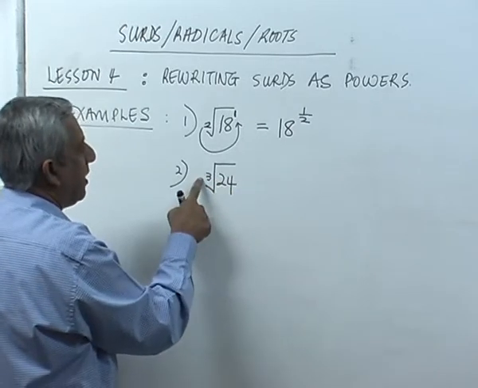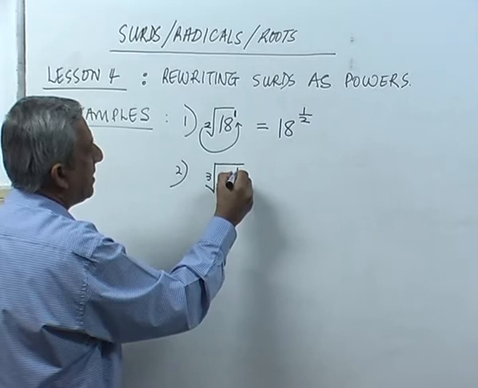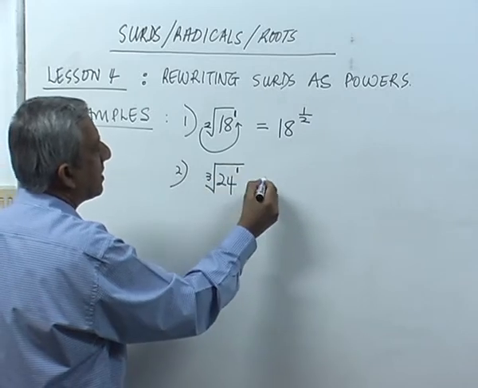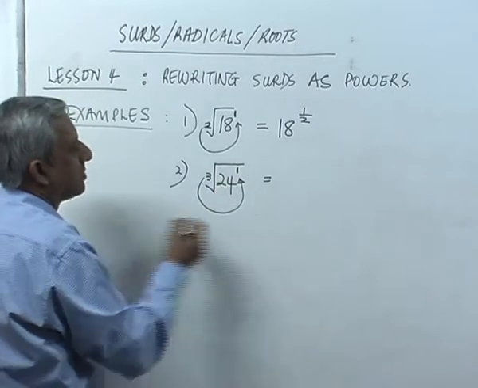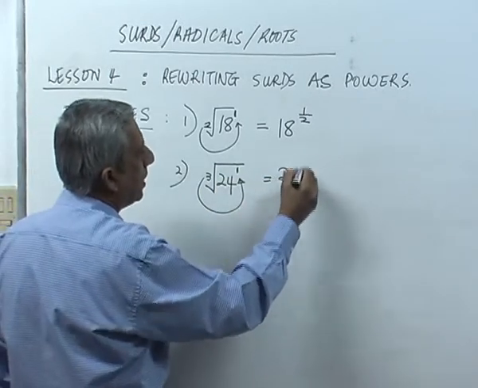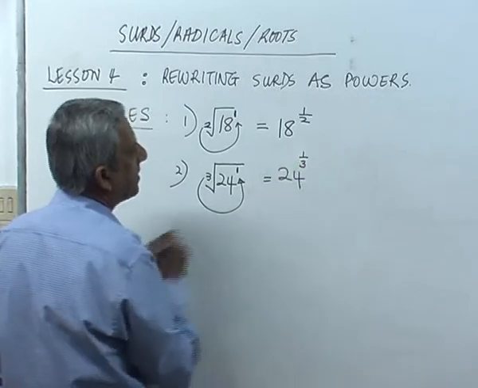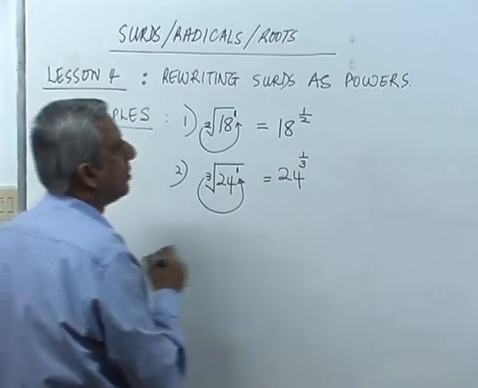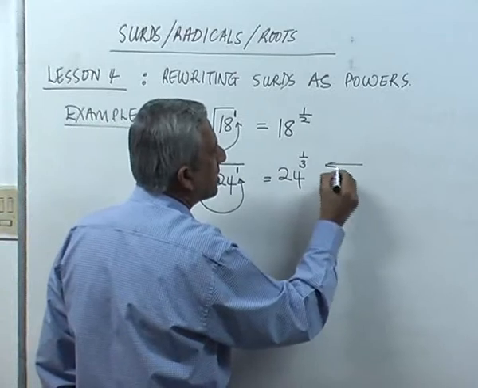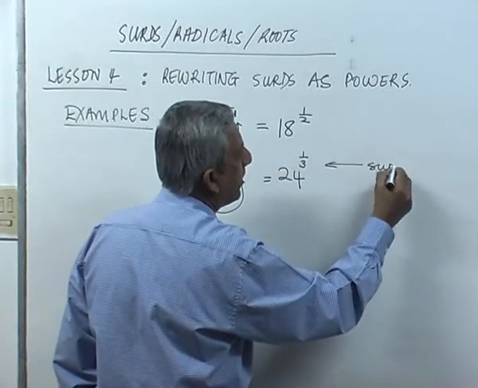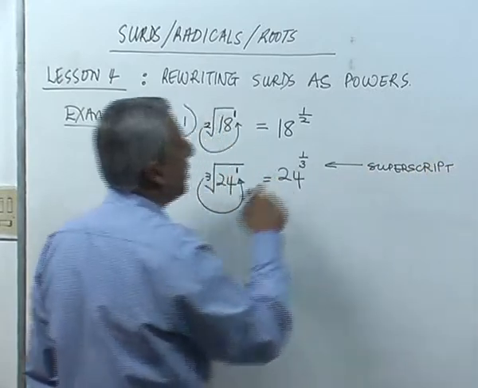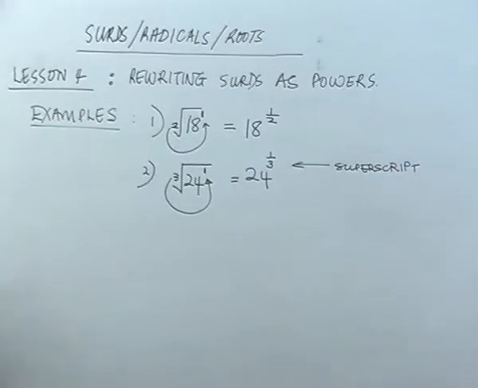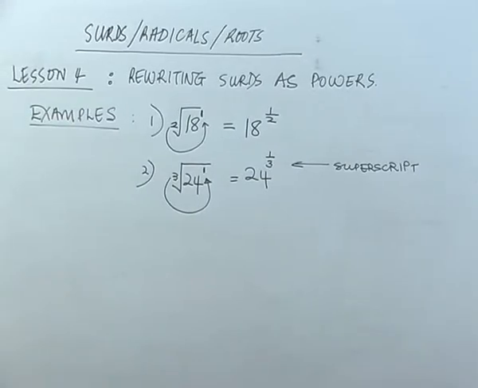Now the 3 is there. But we must remember that the 1 is understood and we can write it. Now once again, this 3 will become the denominator. So it will become 24 to the 1/3. So if you're using computers, remember this is a superscript. 1/3 is a superscript. So that's how you rewrite surds into powers.